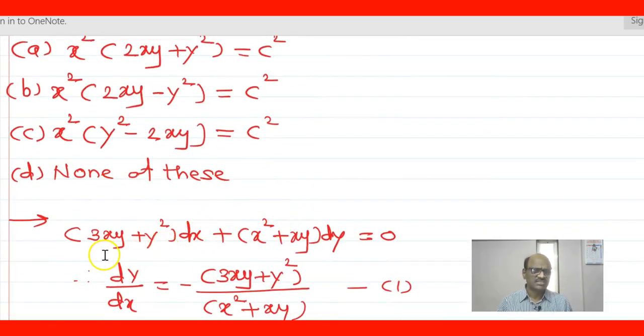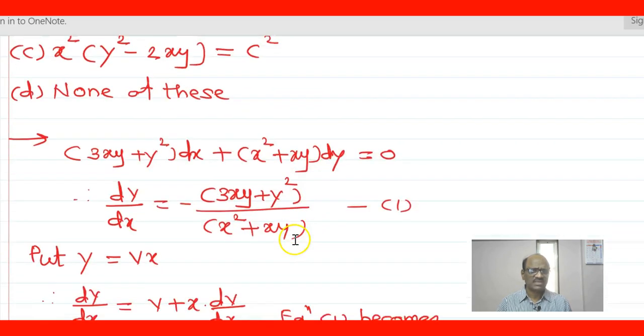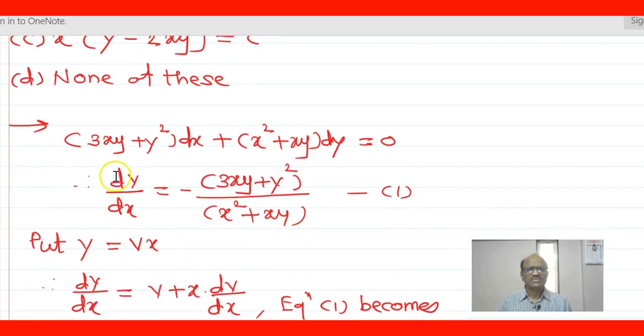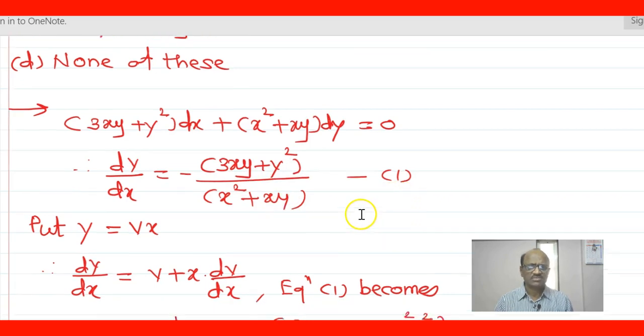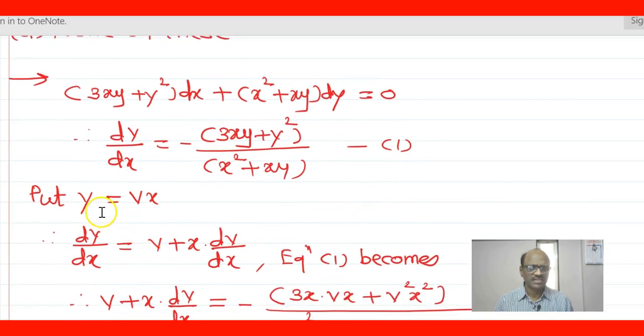Now to solve this, it is again a homogeneous equation, because the degree of x and y is 1 and 1 plus 1 is 2. We can write it in this form: dy by dx is equal to minus (3xy plus y square) upon (x square plus xy). This is equation number 2. Now here is a substitution, y is equal to vx. Differentiate dy by dx using the product rule. Derivative of x is 1, therefore here is v plus x into derivative of v, which is dv by dx.